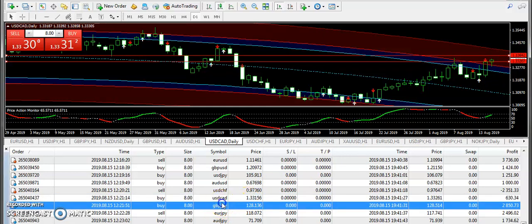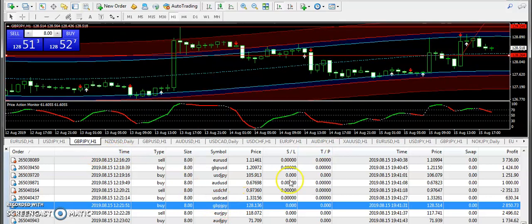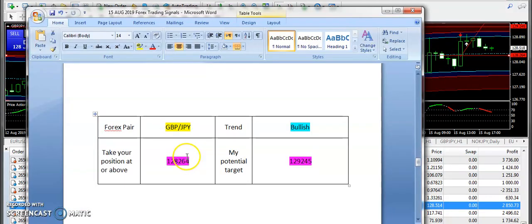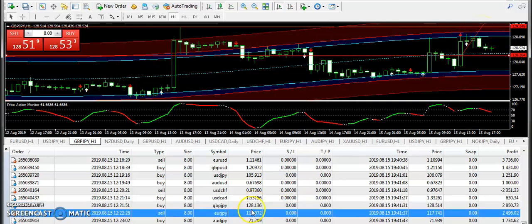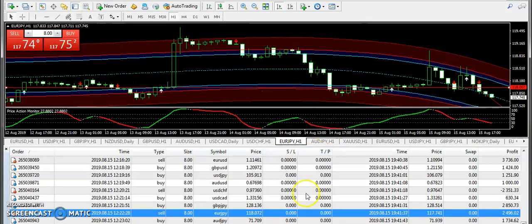Okay, now let's talk about GBP/JPY. A simple and clear signal was supplied to the subscribers in the morning in the form of a bullish trend. 128.264 was the bullish entry, and 129.245 was the target price. And guys, you can see the market is making the bullish pattern and it's on the way towards upward momentum.